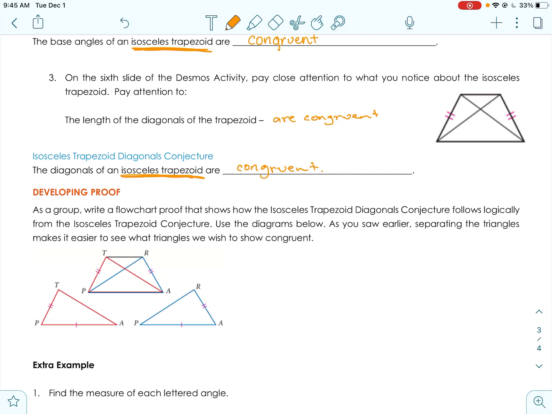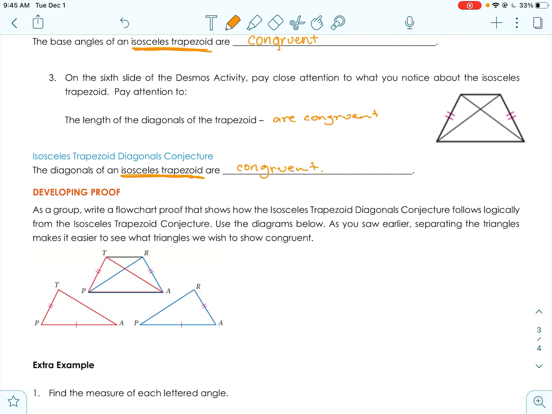So we have triangle TPA and we have triangle RAP. If we look at this, we want to create a flowchart proof that shows that indeed TA and RP, which are the diagonals of this trapezoid, are congruent. So we have two triangles here.